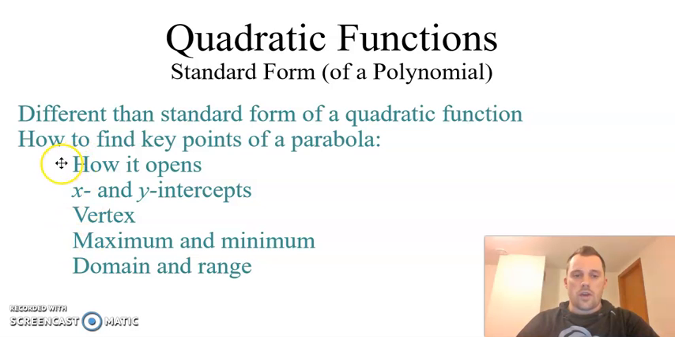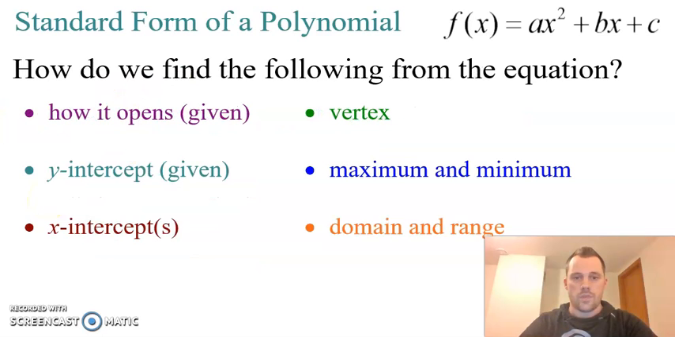So we are going to look at how we find these key points of a parabola or quadratic function using standard form of our equation. So recall standard form or general form is ax squared plus bx plus c. So we want to find out how it opens, which is given from our equation, what the y-intercept is, which is also given, x-intercepts, vertex, maximum and minimum, and domain and range.